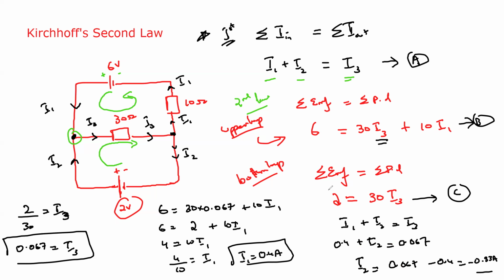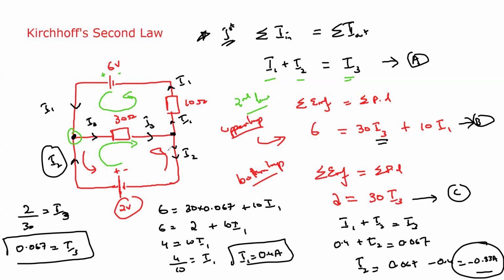Negative. What is the significance of a negative sign here? If we are getting a negative answer, it means the direction of the current shown in the diagram, like I2, is different. In the figure, I2 is given in this way, but in practice I2 will flow the opposite way. That's why we are getting a negative answer. That is the significance of the negative sign when using Kirchhoff's law.